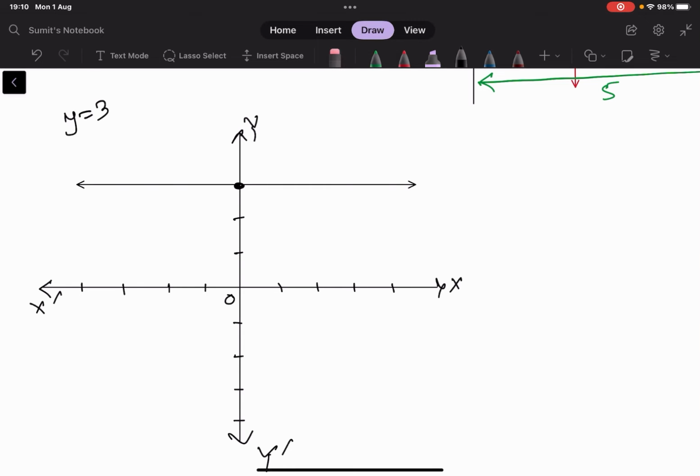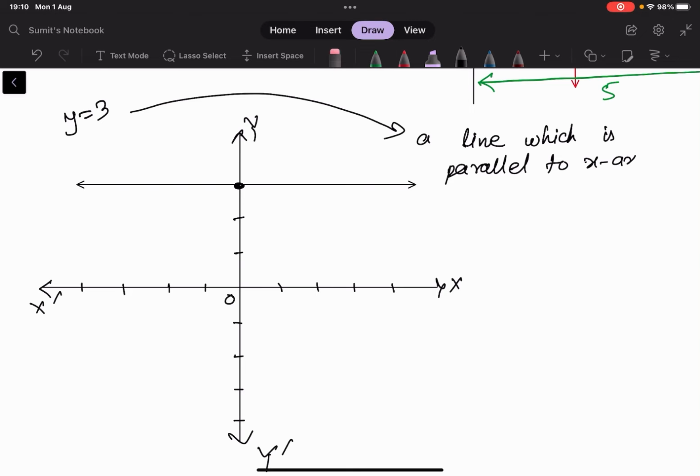So y equal to 3 means what? Y equal to 3 means a line which is parallel to the x-axis and cuts the y-axis at the third point, at y equal to 3. Yes, that is the significance of the line.